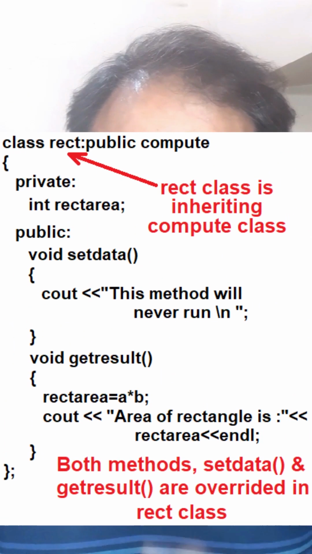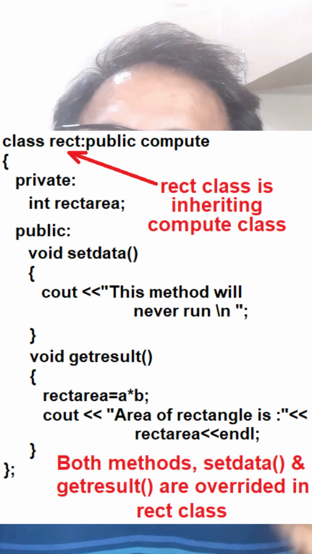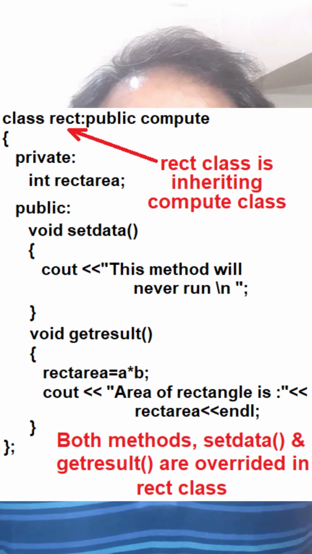Now there's another class, rect, which inherits the base class compute. Obviously, the rect class is supposed to override the virtual function of the base class. So it redefines the get result function. It also overrides the set data, right? But it will never run. Why? Because of this runtime binding. I'll let you know how.